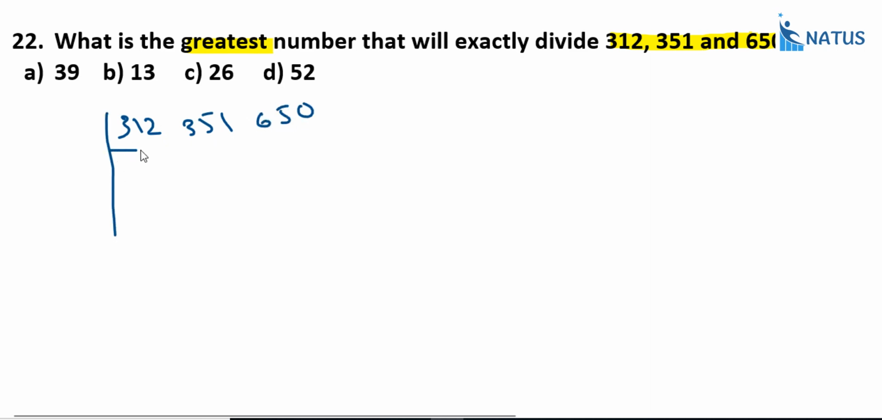Already we discussed in the first video how to calculate the HCF of more than two numbers. Now what is the common factor of these numbers? Let us take 2, not possible, 3, not possible, etc. Suppose we divide these numbers by 13, we get 24, 27 and 50. What is the common factor of these numbers? There is no common factor of these three numbers. So what is the HCF of these three numbers? That is equal to 13. So what is the answer? Option B is the correct answer.